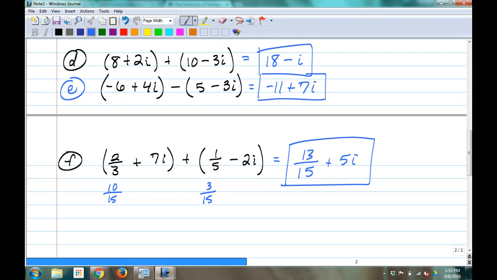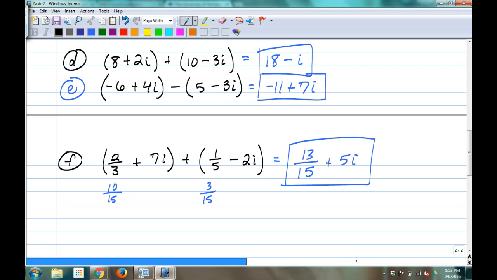Like denominators, 2/3. 5 times 3 is 15. 5 times 2 is 10. This needs to be a 15. You can type it in your calculator if you want to. I just didn't want to. Yeah, I just did the common denominators on those. I didn't have to do common denominators on the i's because they were just regular numbers.